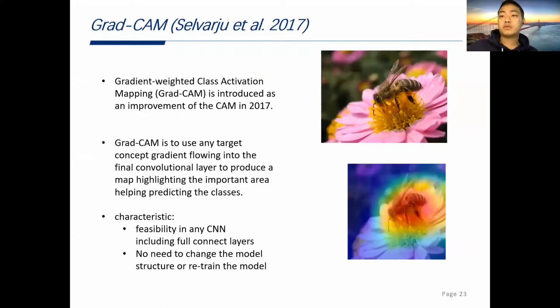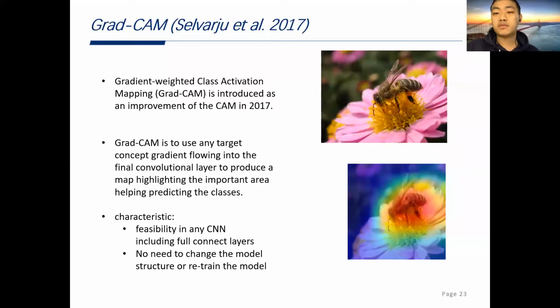Next. We also use the Grad-CAM method to deal with the task. Grad-CAM was introduced in 2017 as an improvement of the previous CAM method. The basic idea of Grad-CAM is to use the target concept gradient flowing to the last convolutional layer to produce a highlighting map, highlighting the target area. There are 2 characteristics of the method.